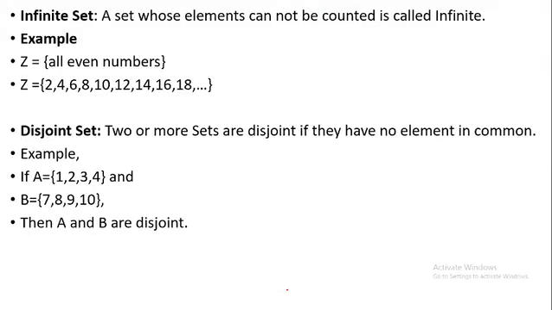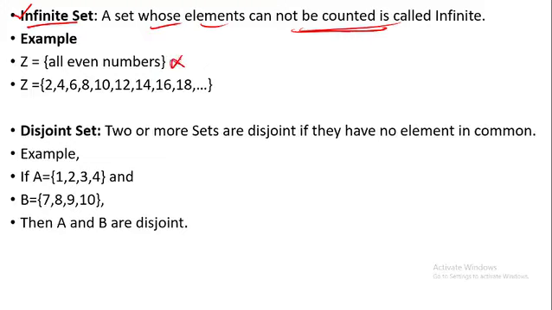Now we have what we call the infinite set. This is the opposite of the finite set. An infinite set is a set whose elements cannot be counted. Just imagine someone telling you to write all the even numbers we have here on earth. How possible is that? Do you even know where to start or where to end?